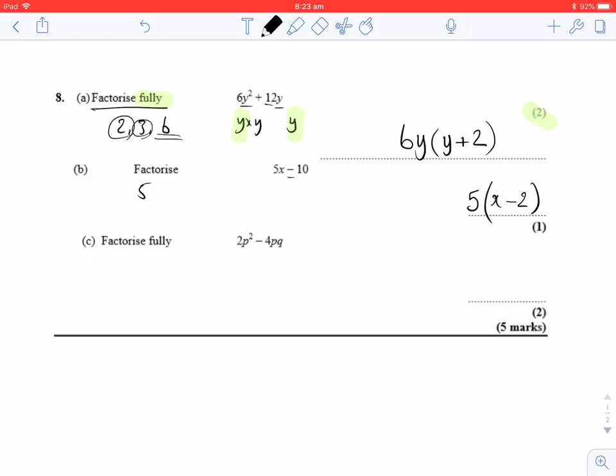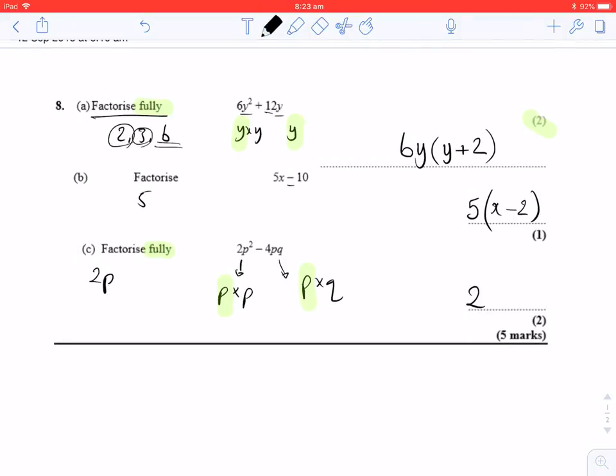And finally, factorise fully 2p squared minus 4pq. Now this, you can see, has got the fully part again, so we've got to get the biggest factor out. So 1 goes into everything, but 2 goes into both, and that's it. So 2 is the biggest number that goes into both. Any letters? Well, let's have a look. We've got p squared, so we've got p times p, and we've got pq, so we've got p times q. So we can see that in both, we've got a p, so we can take a 2p out the brackets.